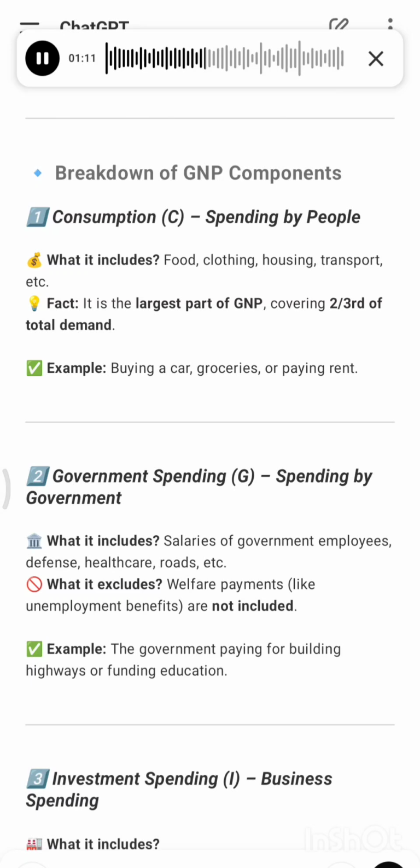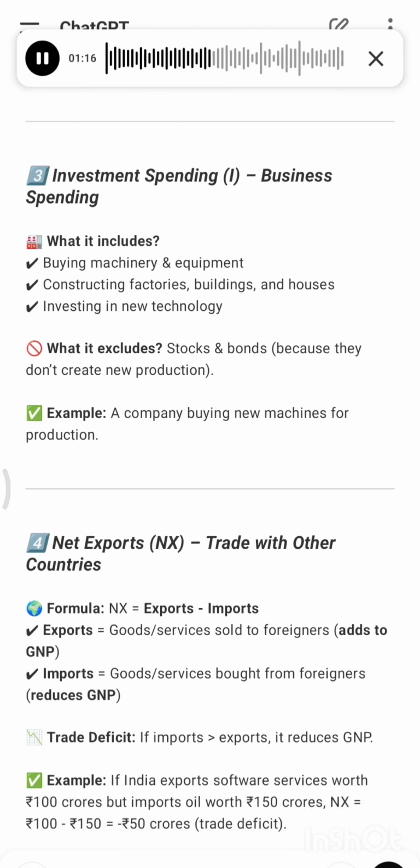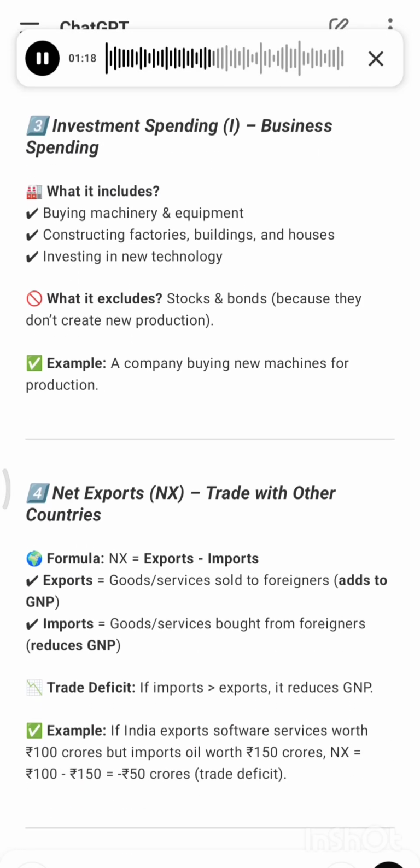3. Investment spending, I, is business spending. It includes buying machinery and equipment, constructing factories, buildings, and houses, and investing in new technology. It excludes stocks and bonds, because they don't create new production. Example: a company buying new machines for production.